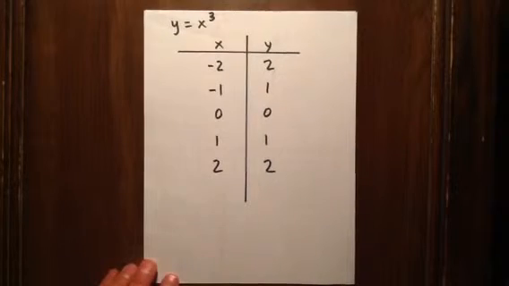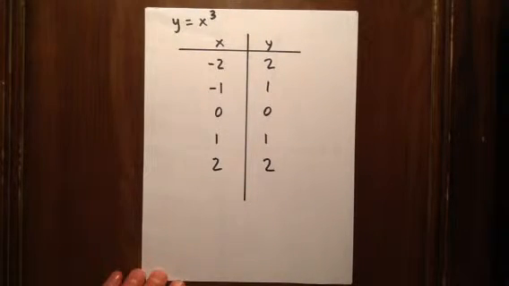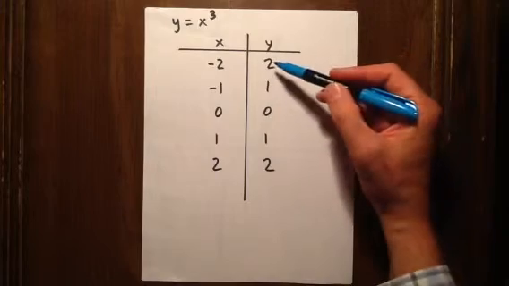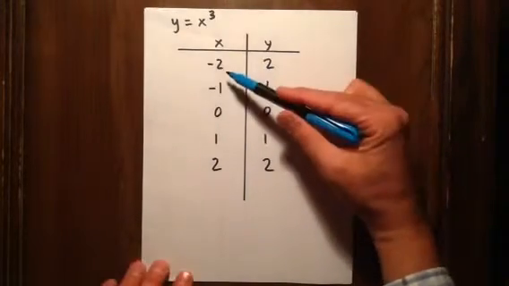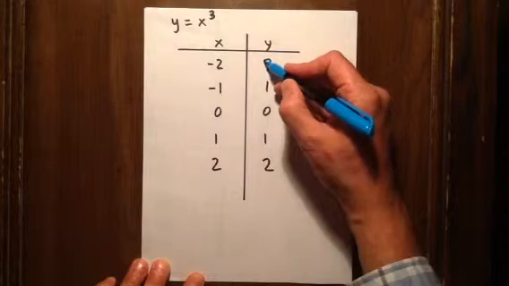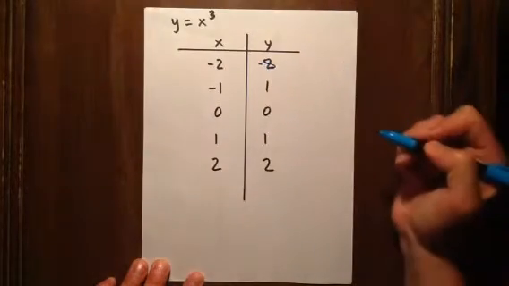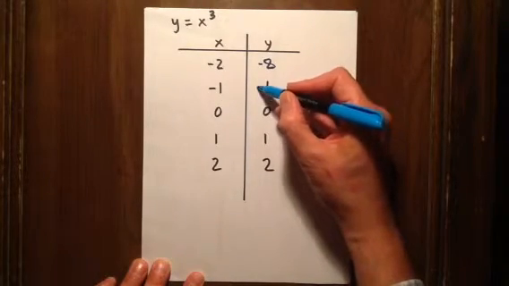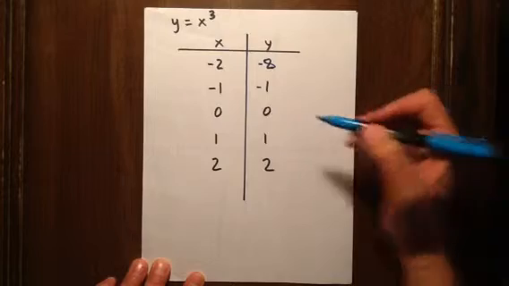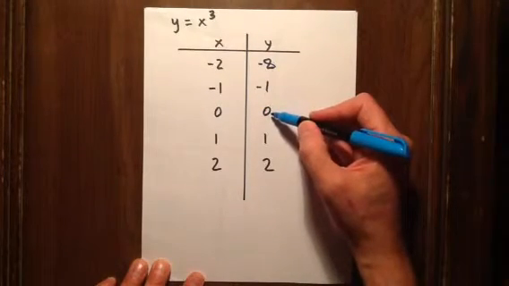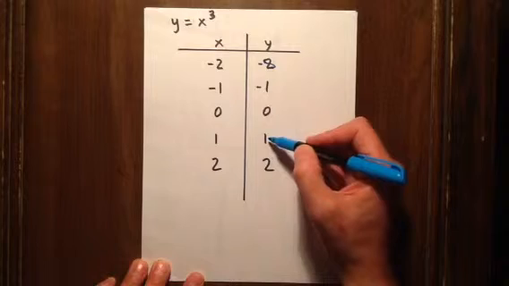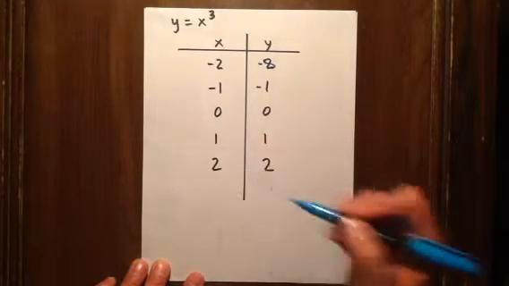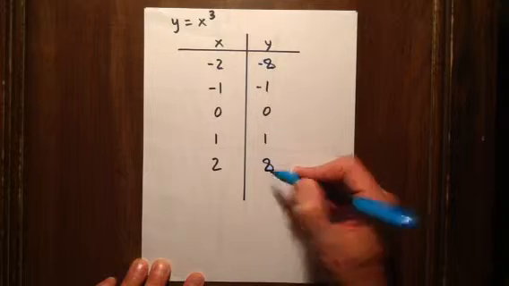And finally, we talk about the cubic function, y equals x cubed. Well, we can let x have various values, -2, -1, 0, 1, and 2. If we cube -2, in other words, -2 times -2 times -2, we get -8. If we cube -1, in other words, -1 times -1 times -1, we get -1. If we cube 0, 0 times 0 times 0 is 0. If we cube 1, 1 times 1 times 1 is 1. And finally, if we cube 2, 2 times 2 times 2 is 8.